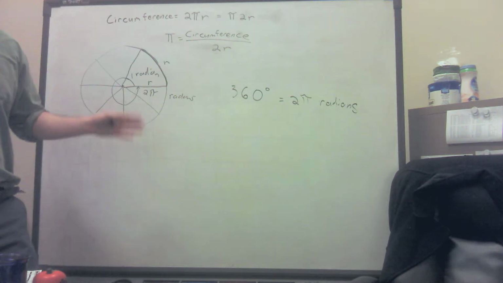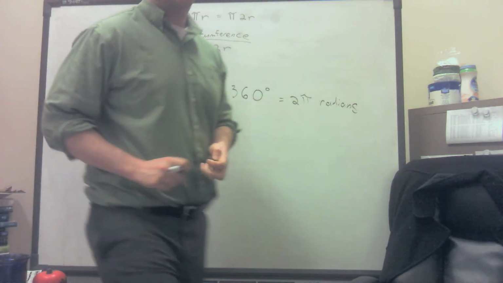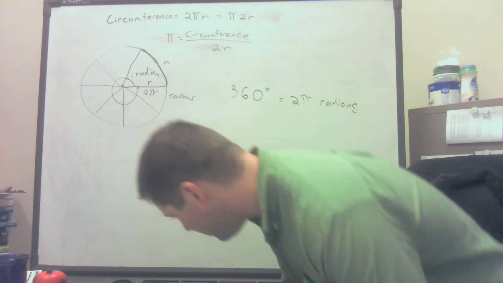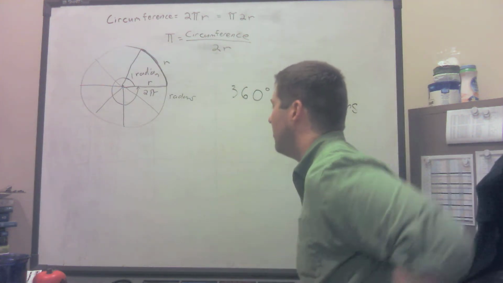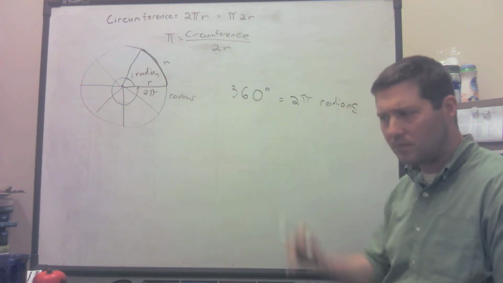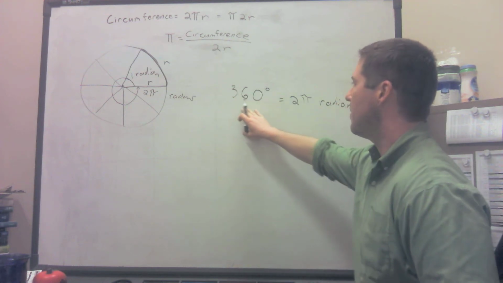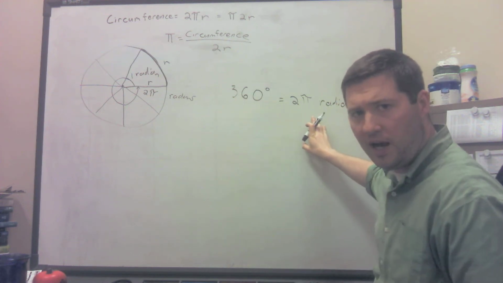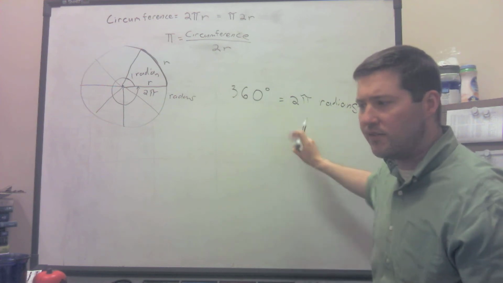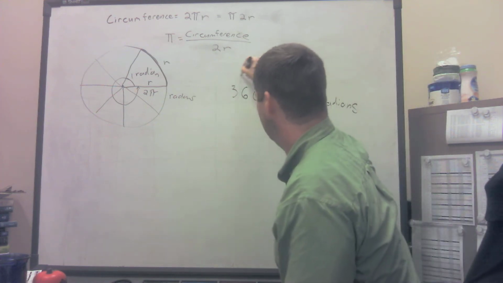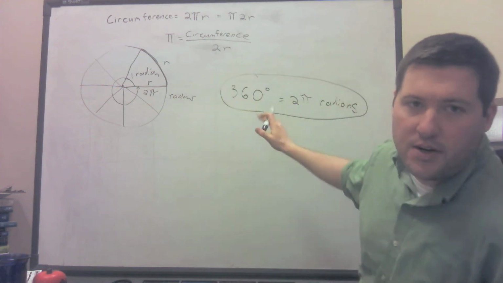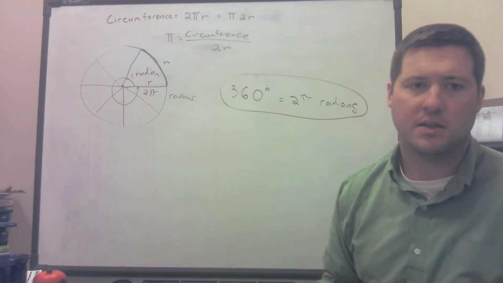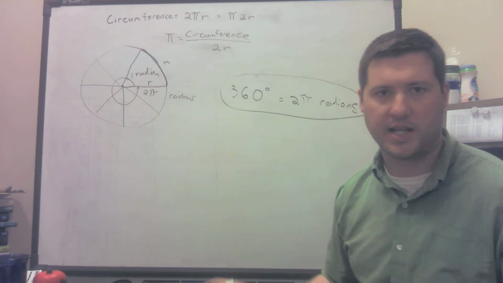If you know that, you can find any of the other angles we've dealt with just by converting, using this conversion factor of 360 degrees and 2 pi. So we've dealt with converting things before. You can get away with just knowing this for all of your conversions you have to do between radians and degrees.